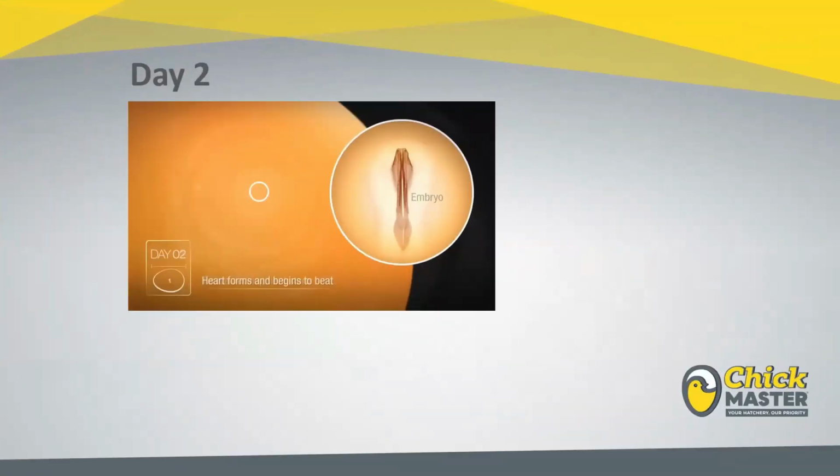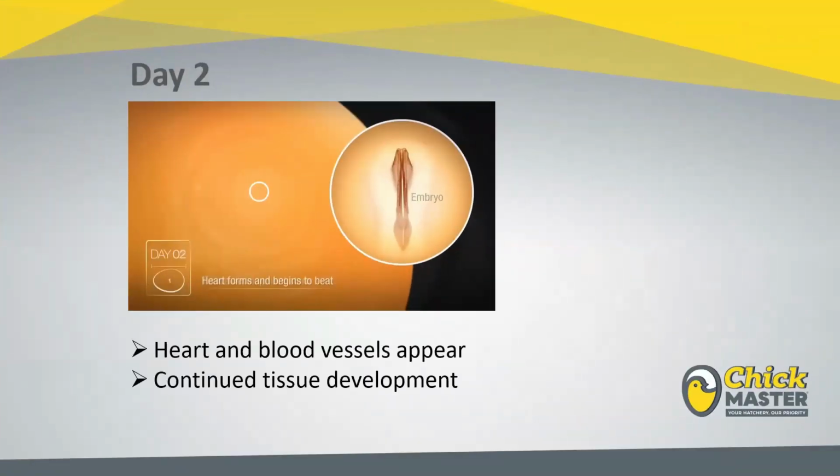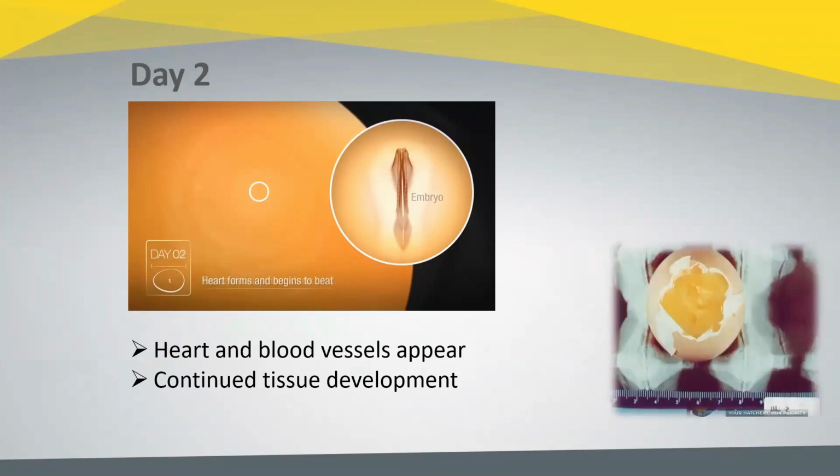When we look at day two development, the heart and blood vessels begin to appear. In some cases, you won't see a lot of blood until the very late part of day two, at least visibly with the eye. But under a microscope, you can see the blood or the vascular systems developing pretty quickly. Also continued tissue development. You can see in our picture or illustration there, you can see slight amounts of blood.